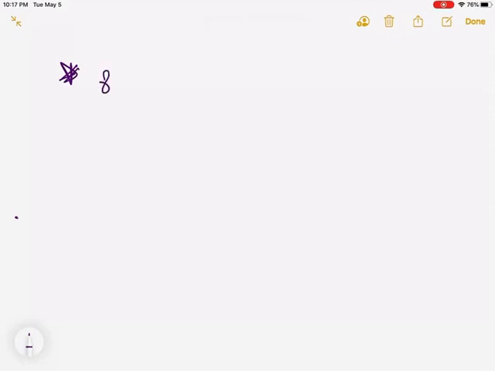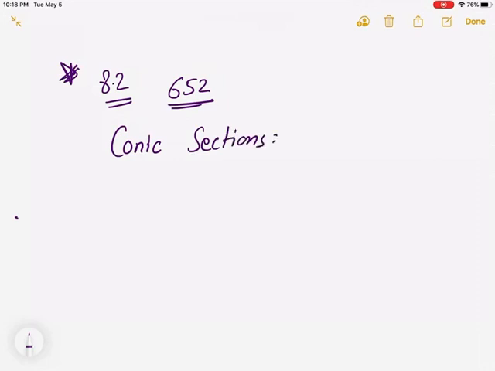So I'm on 8-2, and this is on page number 652. Okay, so we are learning about conic sections. So far we have done circles, and today we're going to be learning about our next conic section, which is an ellipse. So conic sections. And today's lesson is on an ellipse. What is an ellipse? So let's talk about that.